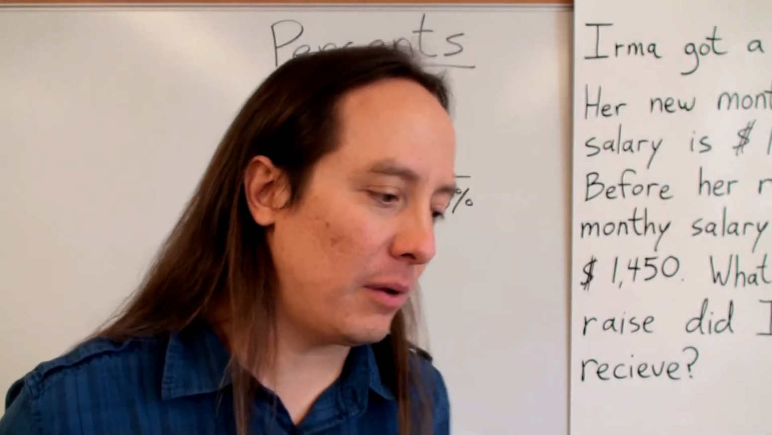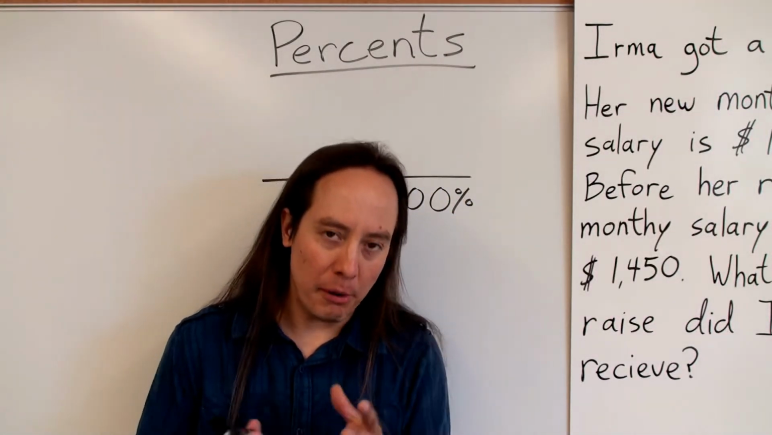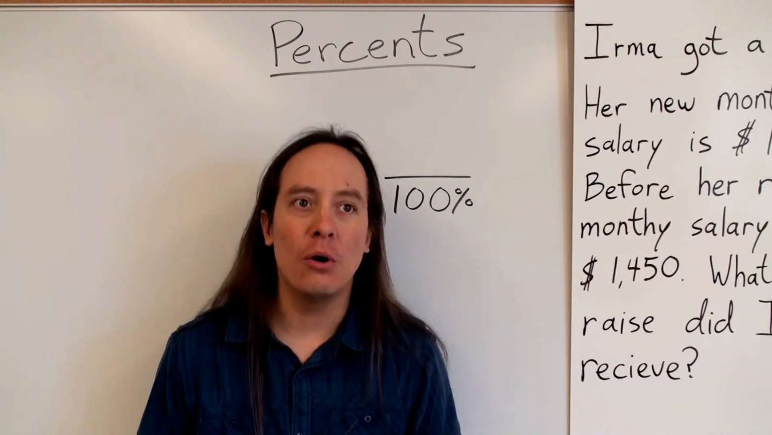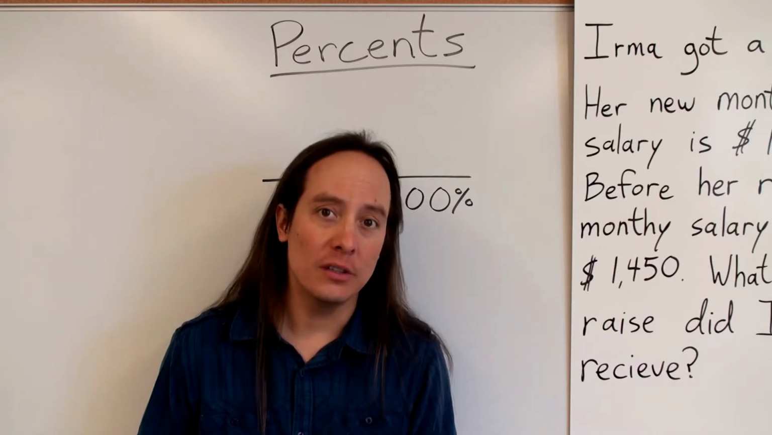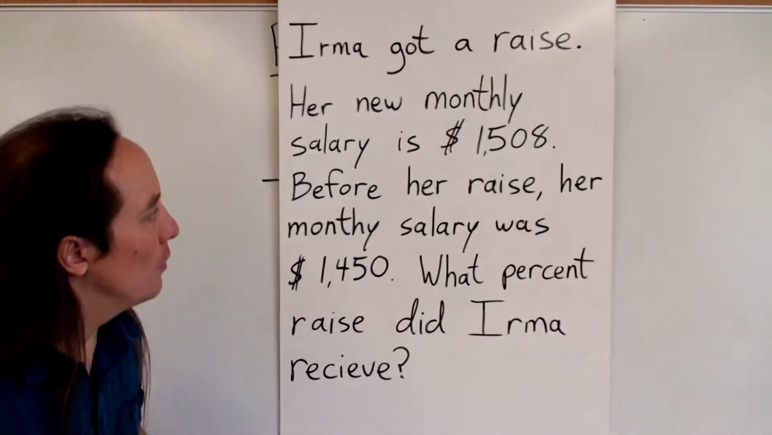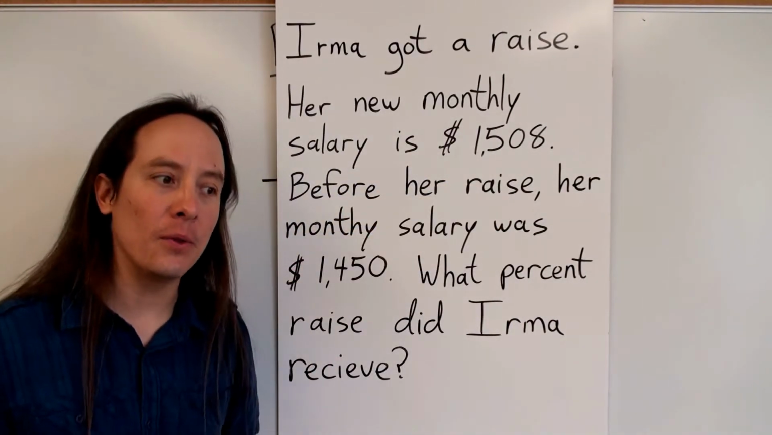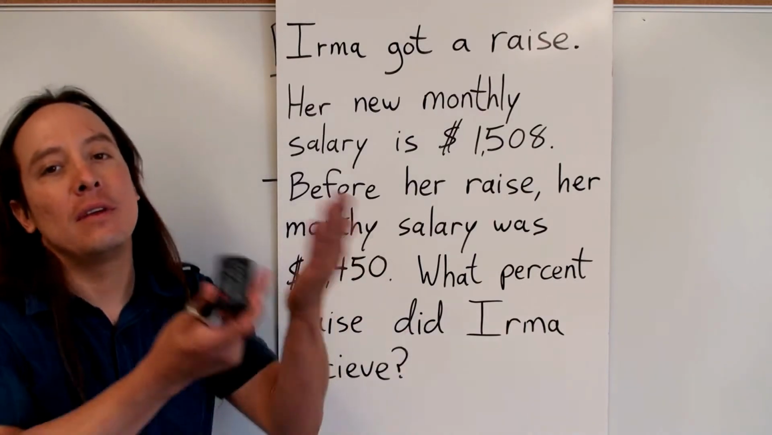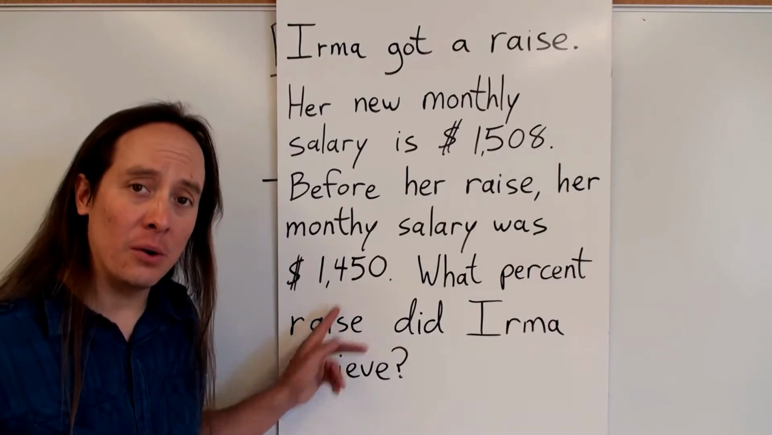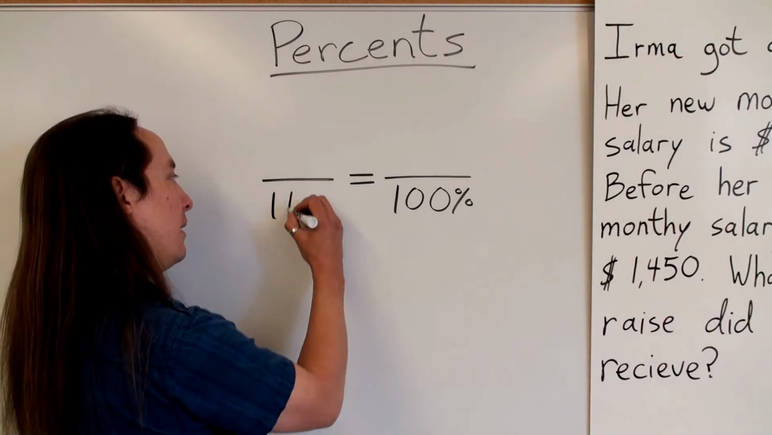Now this is what I was talking about earlier, what the part means and what the whole means. Remember what I said about whole? Whole is going to be the thing that is original. It's going to be the original amount. So in the problem, her new monthly salary is $1,508, so that can't be the whole. That's the new one. What was the old one? The old one was $1,450. This is going to be the whole.